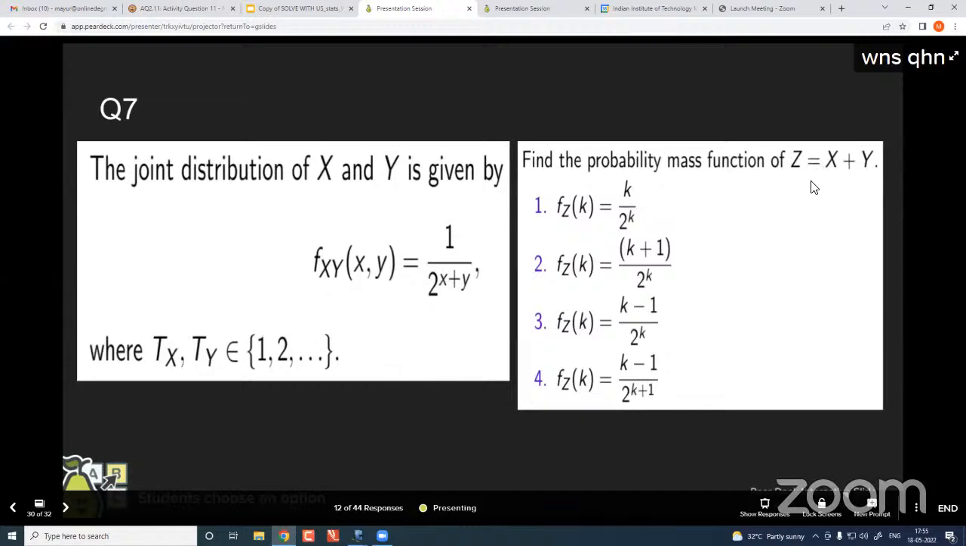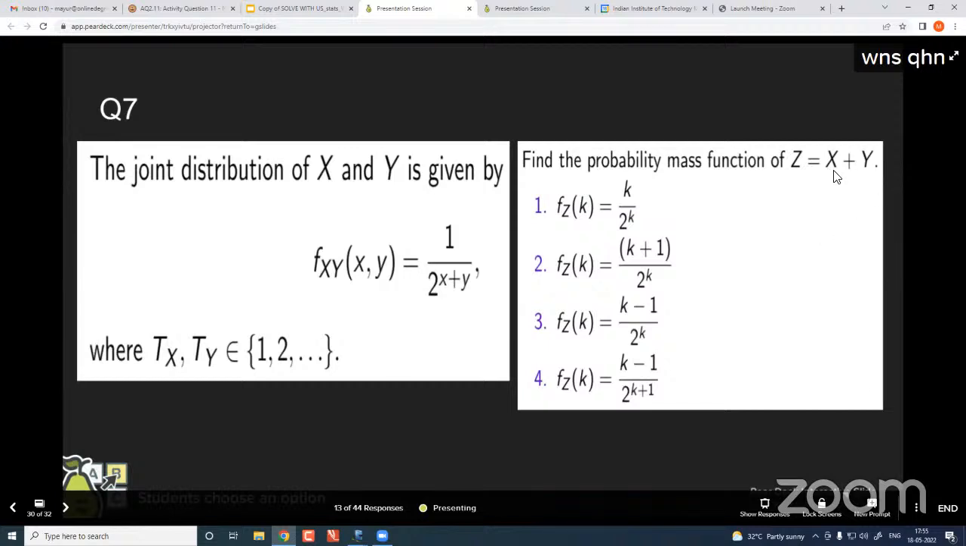So can you tell me what are the possible values z can take? What is the range of z? It will start from 2 to infinity, sir. It will start from 2 to infinity, right? Yes, sir. So what is the probability for fz of 2?